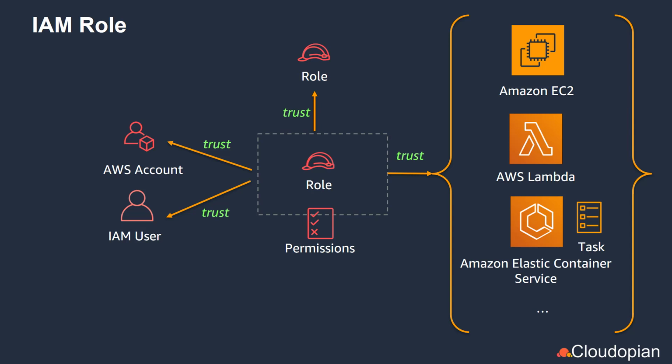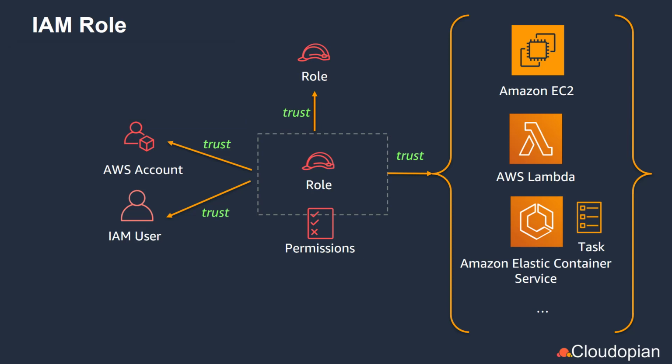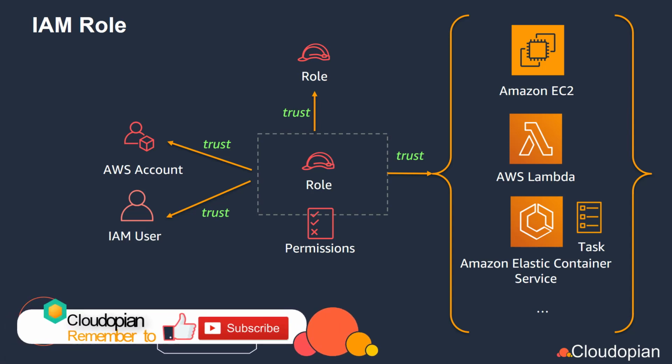Once it establishes the trusting entity can assume the role and get the permission of that role. For example, let's say an IAM role trusts an IAM user. That user can perform an action called assume role and then get the access permission defined by that role. If the role is attached to, for example, an EC2 instance, that EC2 instance can assume the role and get the permissions defined by that role.